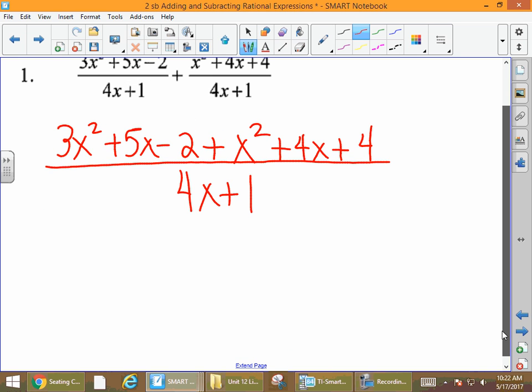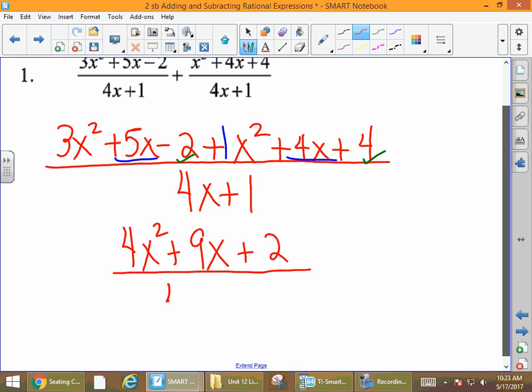Well, now we can combine like terms. One thing to watch out for. Remember that the number in front of the x squared is 1. So we've got 3x squared plus 1x squared is 4x squared. We have 5x plus 4x, which is 9x. And we have negative 2 and positive 4, which is positive 2, all divided by 4x plus 1.